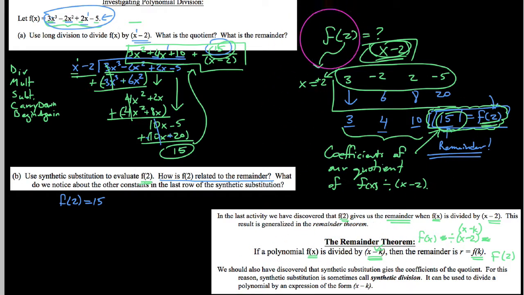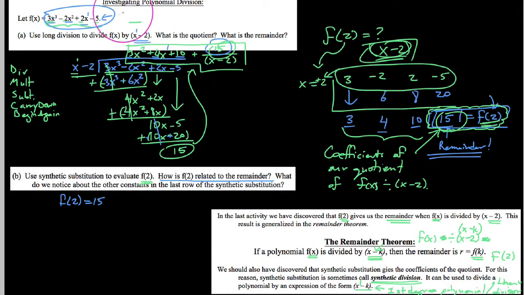Since synthetic substitution does this, and we'll use this more in the next video, synthetic substitution is sometimes called synthetic division. The reason is because it can be used to divide a polynomial by an expression of the form x minus k. The last thing I want to note in this video is this: x to the first power minus k is its own polynomial, a first degree polynomial. We also want to call it what it is, which is a linear divisor. The thing we are dividing by is to the first degree. Anything of the first degree is linear.